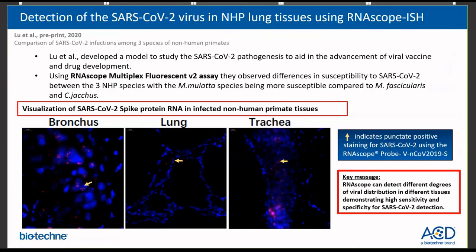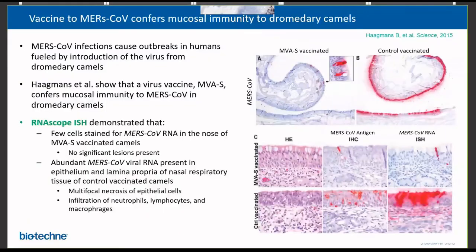So with all these examples, I still wanted to show you a couple of examples outside the COVID field, right? The applications for RNAscope can be applied to all viral species. So here's an example from Erasmus Medical Center on MERS-CoV. As you know, MERS falls under the family of coronaviruses. And so at the time of the outbreak for MERS-CoV, it was known that the transfer to humans was fueled by introduction of this virus from dromedary camels.